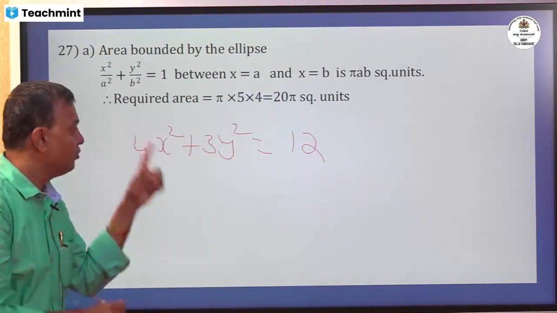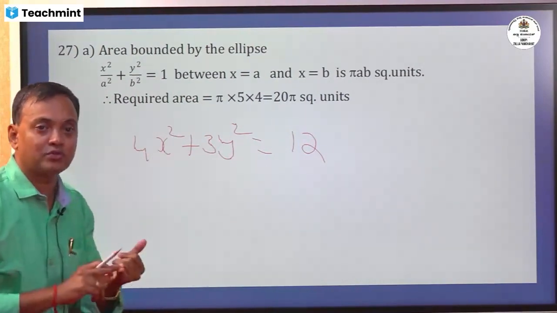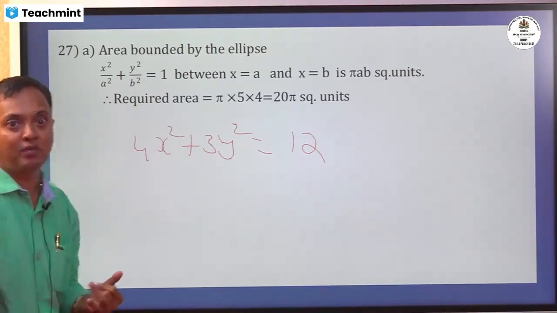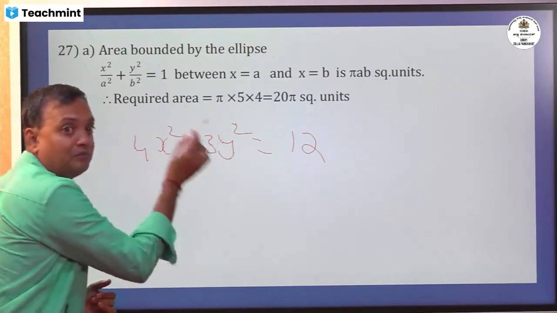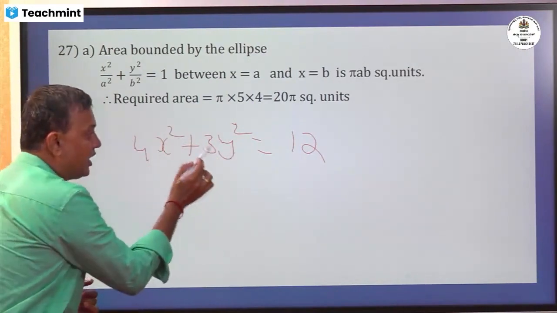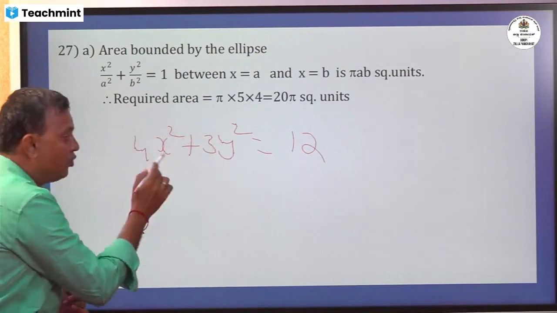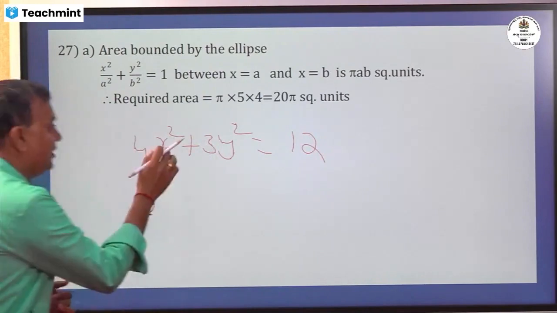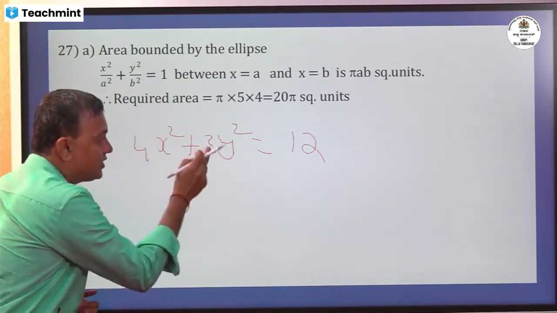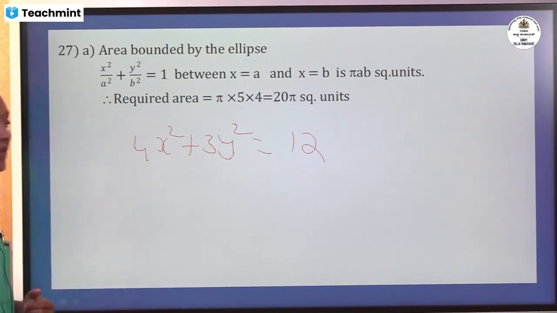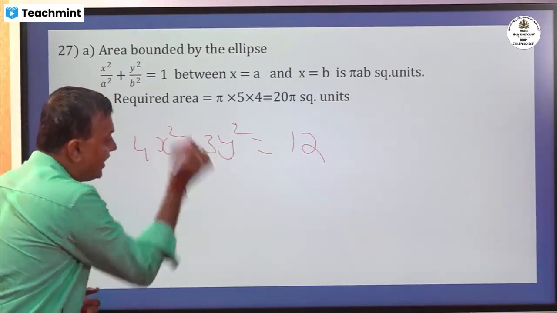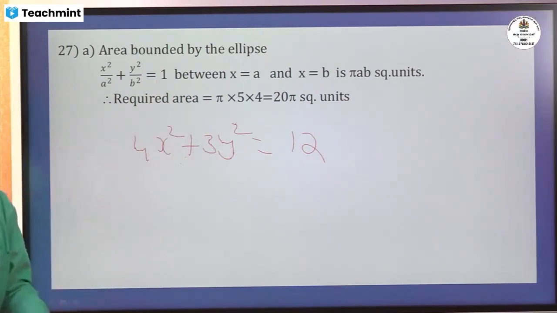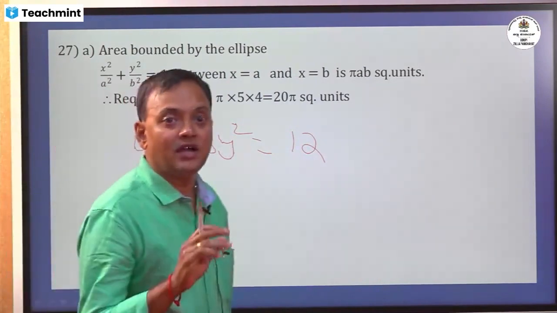Here both x square and y square are there. If x square and y square both are there, it is either an ellipse, a circle or a hyperbola. So here x square and y square both are there, their coefficients are different, both have positive sign, then this is an ellipse. If both have positive sign and the coefficients are the same, it is a circle, and if the coefficients are different and one has a negative sign, then this is a hyperbola. If a curve contains either x square or y square, that is a parabola.